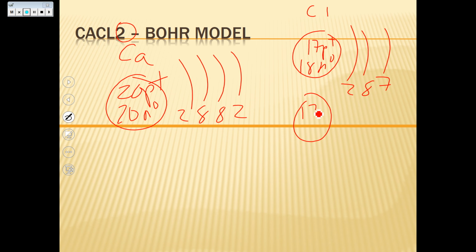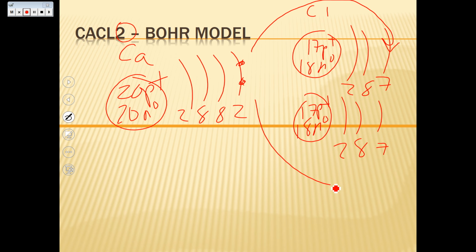And then because there's 2 of them, I'm going to draw another one here, 2, 8, and 7. So what happens here is that there are 2 electrons here. One of them is going to fill this chlorine, and the other one is going to fill that chlorine.